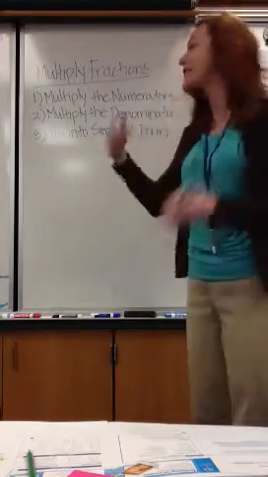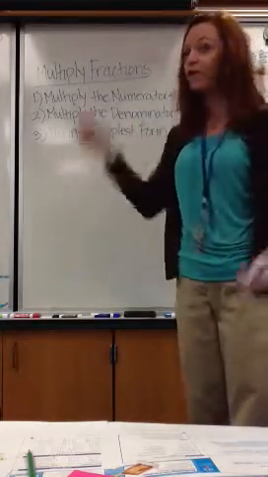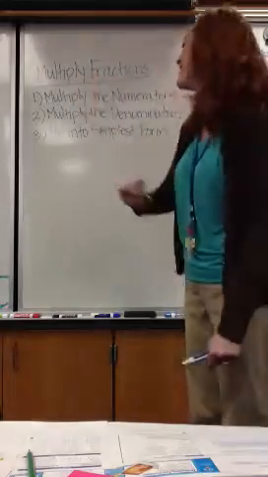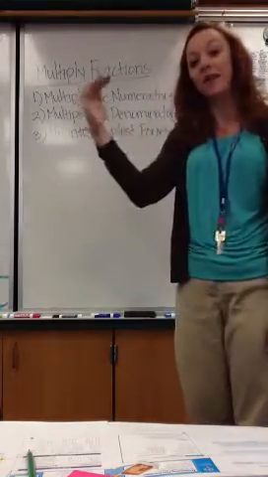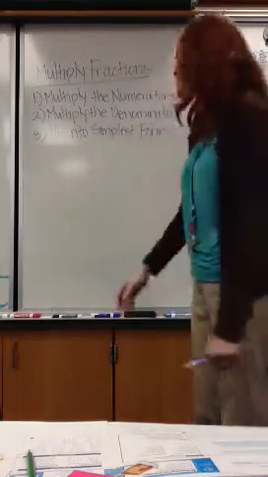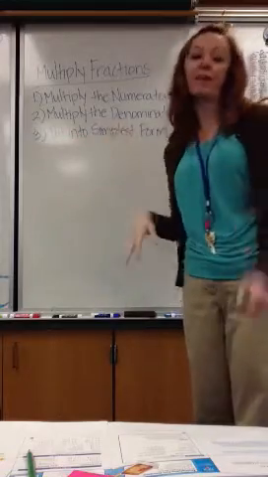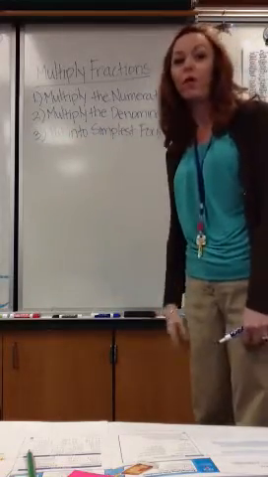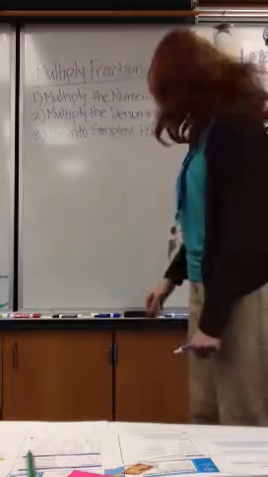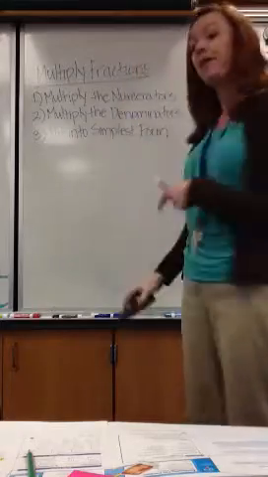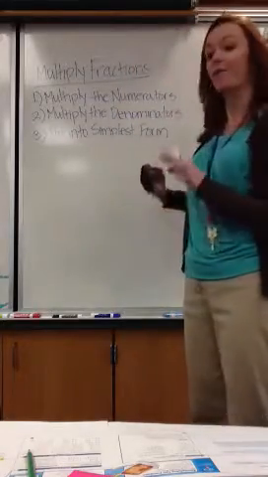All right, first things first, you're going to multiply the numerators, the numbers on the top of the fraction, then multiply the denominators, the numbers on the bottom of the fraction, and then you're probably going to get something that needs to be put into simplest form, so you will need to put it into simplest form. I'm going to erase these directions and put a problem on the board.